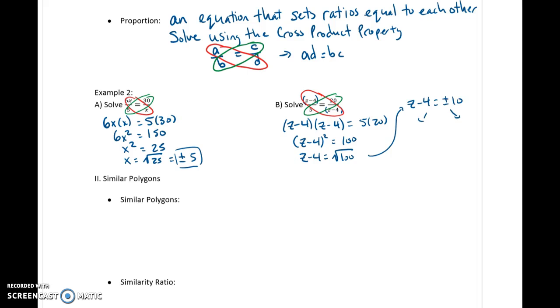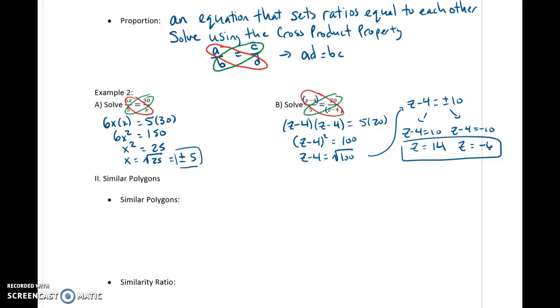Now we can split that off and get our two possible answers. So z minus 4 is positive 10, or z minus 4 is negative 10, to get either z is 14, or z is negative 6. So we have two possible answers here as well. Make sure you're careful when you're doing your cross products. Of course, if these didn't match, you definitely want to FOIL that out, and then do your factoring or your quadratic formula.